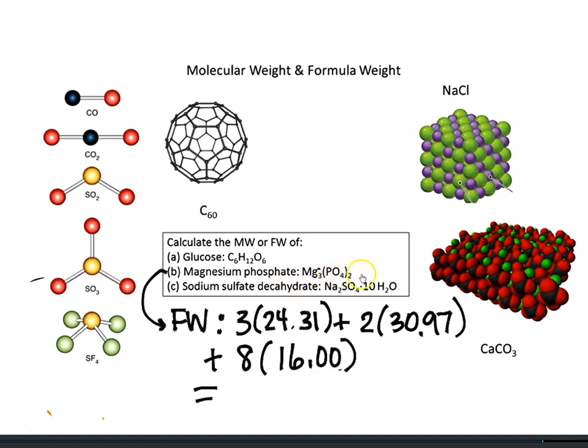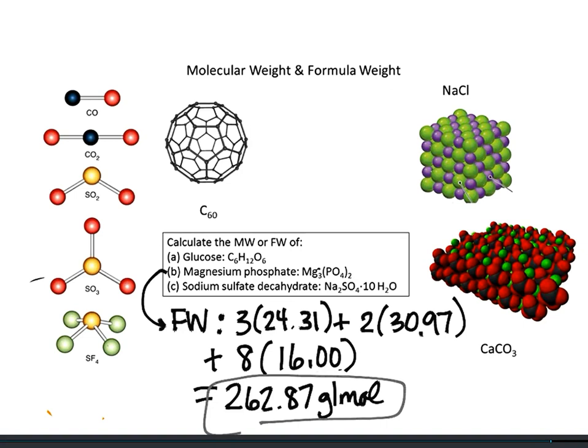And if this is confusing to you, go back to calcium carbonate and see that each formula unit of calcium carbonate contains 1 calcium, 1 carbon, and 3 oxygens. Just like here, 1 formula unit of magnesium phosphate contains 3 magnesiums, 2 phosphorus atoms, and 8 oxygen atoms because it has 2 phosphates, right? So make sure that makes sense to you. And then when you add it up, you get 262.87, accurate to the hundredths place.